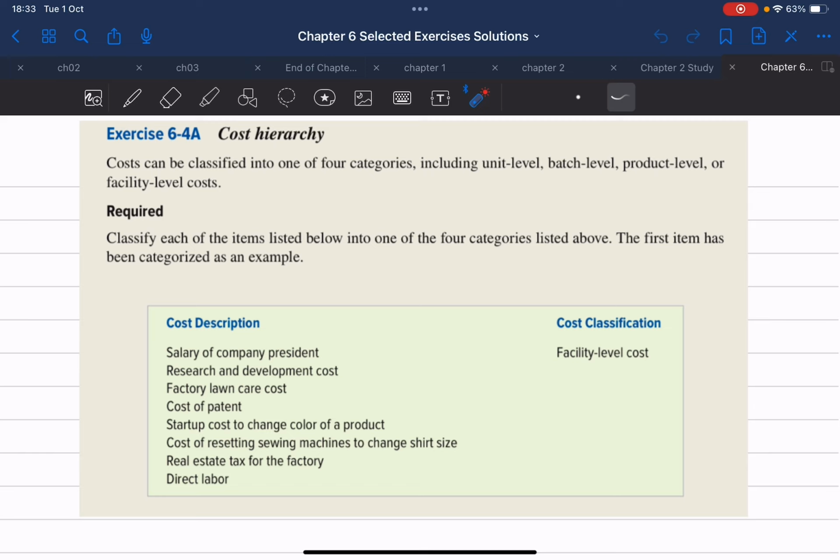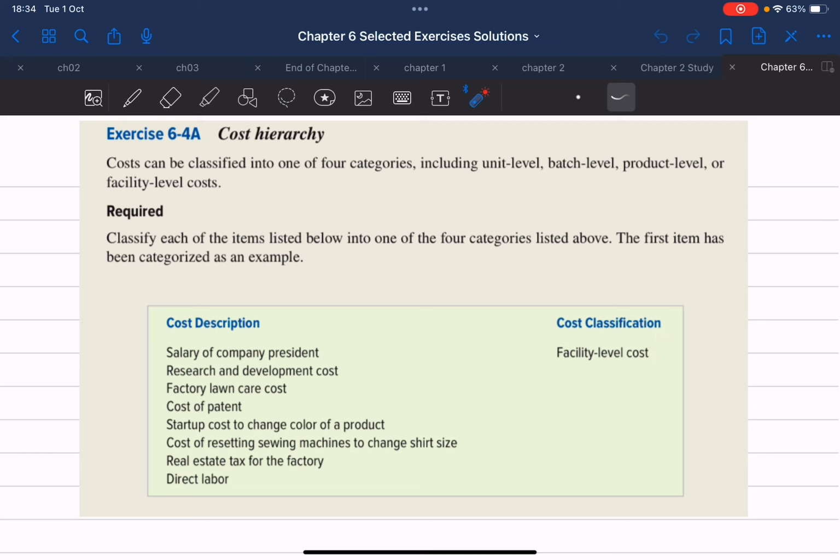And at the end, we have facility level, and these are the costs that benefit the production process as a whole. And they don't really relate to any specific product or batch or units, but they still are necessary to keep the production process going. Okay, so we want to take a look at these costs right here, and we want to classify each one of them just like they're doing for us right here in the first example.